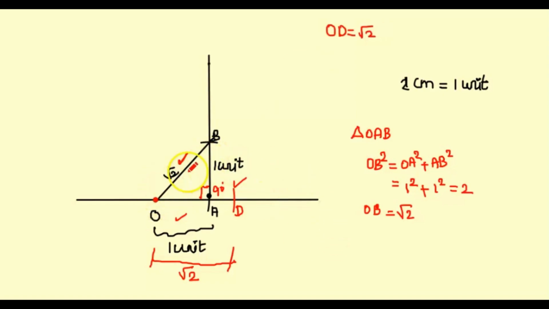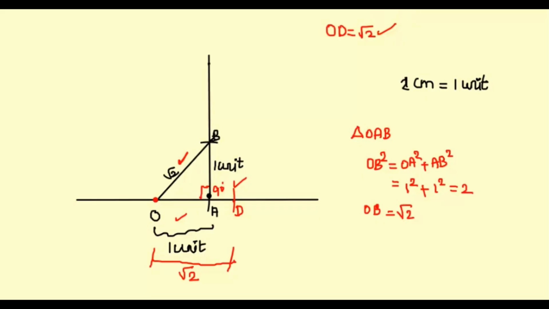That's the reason we measured OB using a compass, and we made an arc on the number line, and the intersection we marked as D. So OD is equal to root 2. So now we have found the root 2 value, how to draw that on a number line. Now we are going to see how to draw root 3 on a number line.